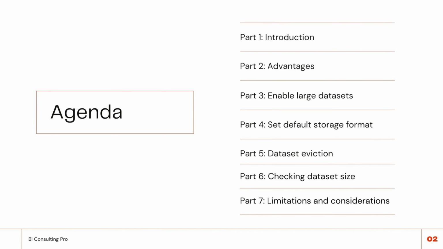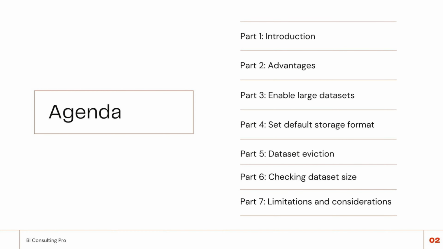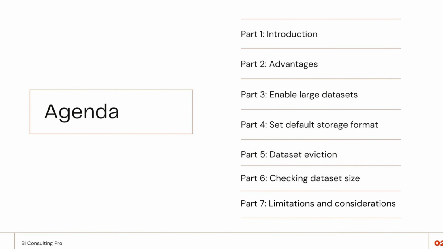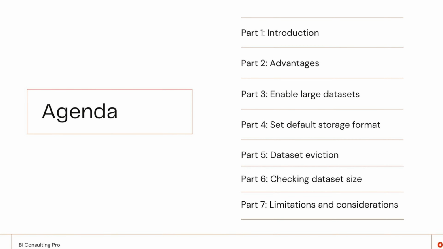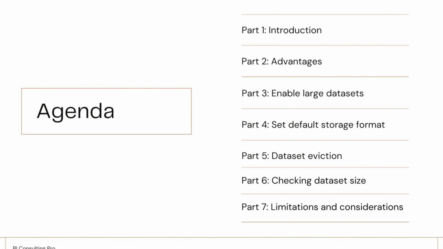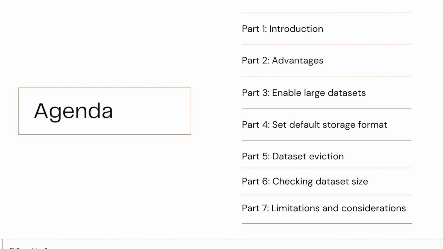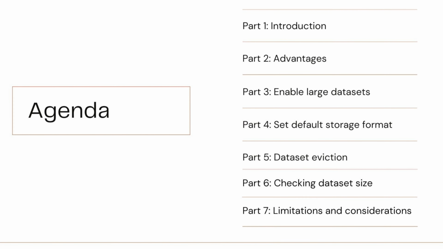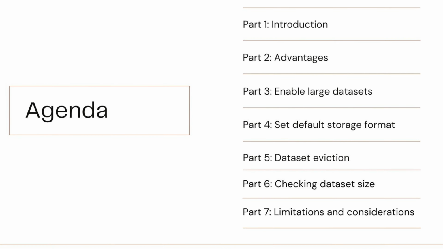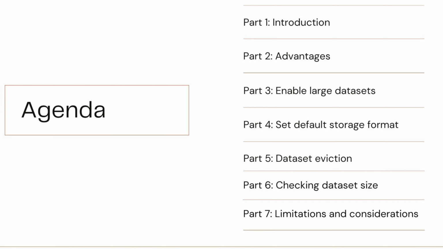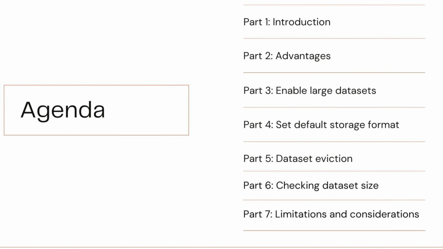In today's video, we are first going to discuss the introduction of large dataset format, what is a large dataset format, then its advantages. After that, we are going to discuss how to enable large datasets. Then we are going to set the default storage format. And then we will discuss what is dataset eviction. After that, we are going to discuss how to check the size of your datasets. And at last, we will discuss the limitations and considerations while configuring large dataset formats. So, enough talking, let's get started.